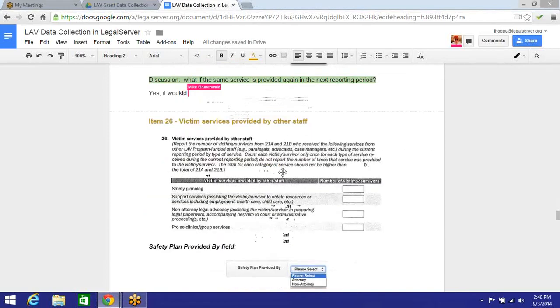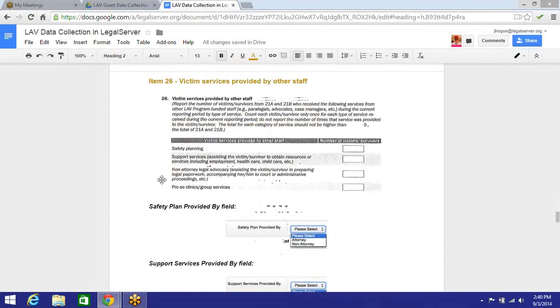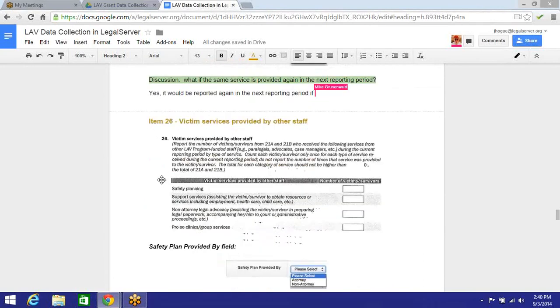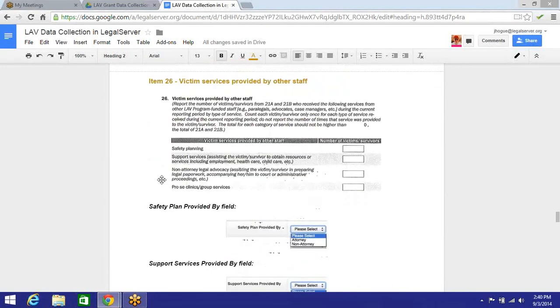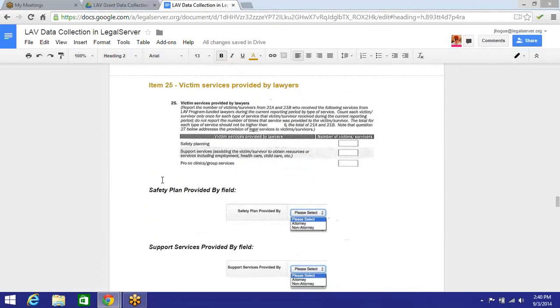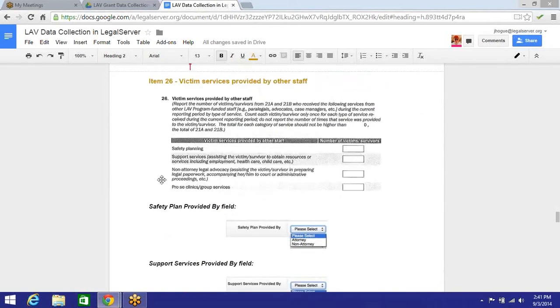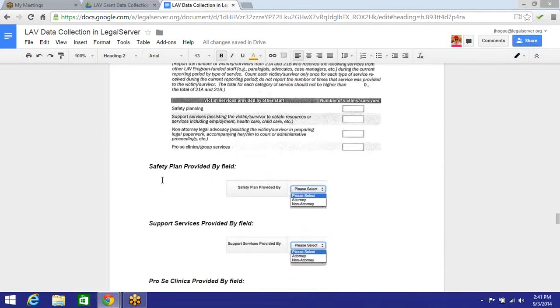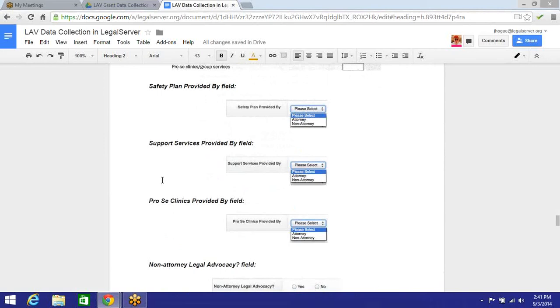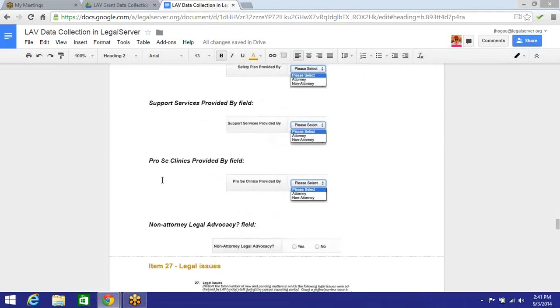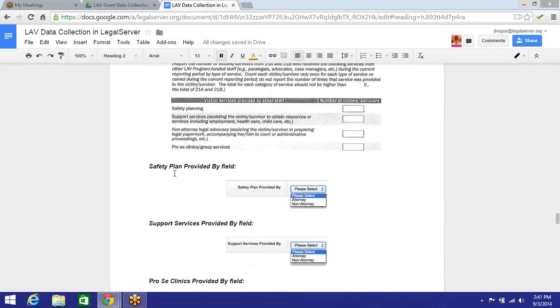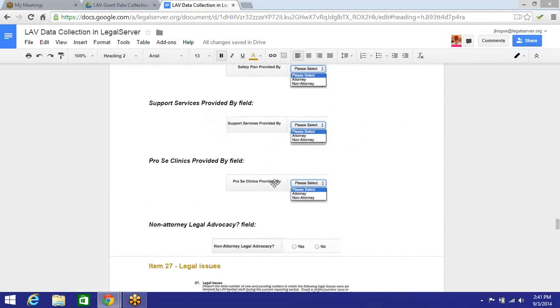So, Mike, if you just make that note. Victim services provided by other staff. And the distinction here is, why are we doing this again? Right, we're gathering the information for 25 and 26 using the same field. So this gives you the choice. It's either or, and there's safety plan, support services, and pro se clinics. And then how are we using the non-attorney legal advocacy? It goes right into this row. If it's just a counting issue, was there any non-attorney legal advocacy in the case, yes or no?